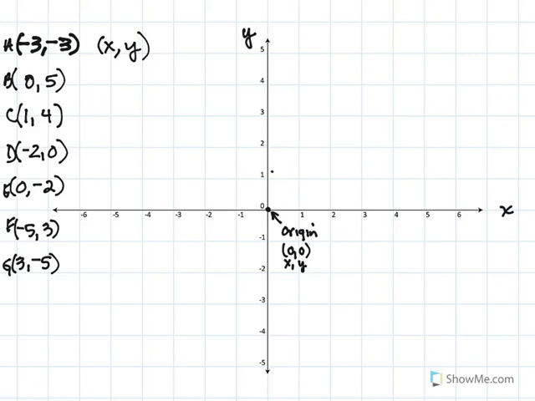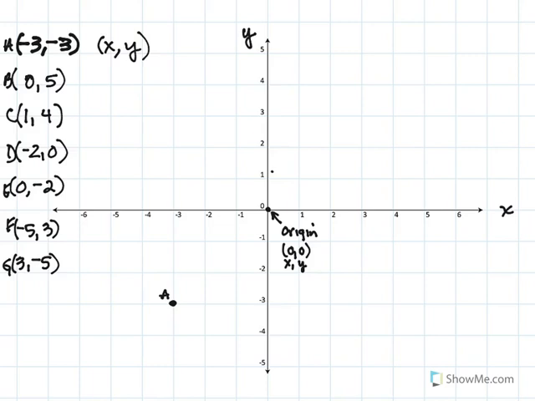So when I graph point A, we're going to where x is -3. So I start at the origin. Where is x -3? That would be right here. But I don't mark that place because I still have to go to where y is -3. So from -3 of x, I go down to where y is -3. And then I can mark my point.